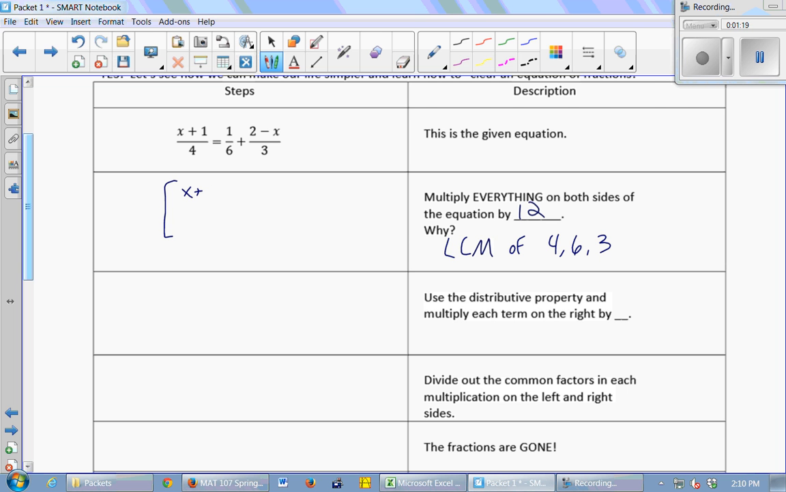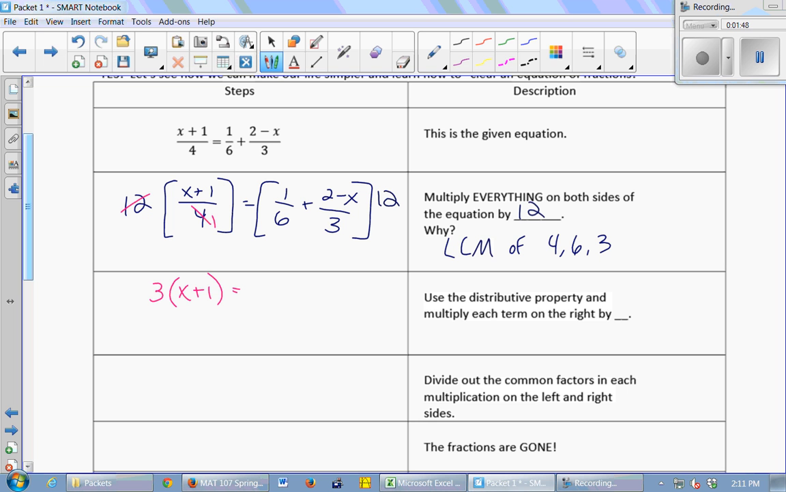So I'm going to have x plus 1 over 4 equals 1/6 plus 2 minus x over 3. And I'm multiplying both sides of this equation by 12. When I do the left side, 12 times x plus 1 over 4, the 12 over the 4 is actually a 3. So this becomes 3 times x plus 1. 4 goes into 4 once, and it goes into 12 3 times. You can do it like that too.